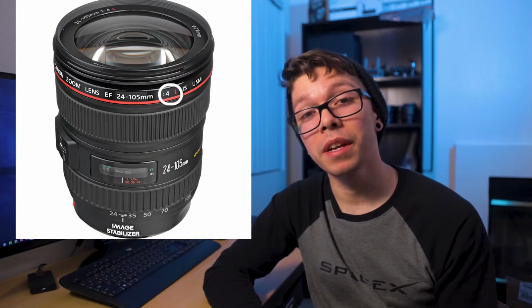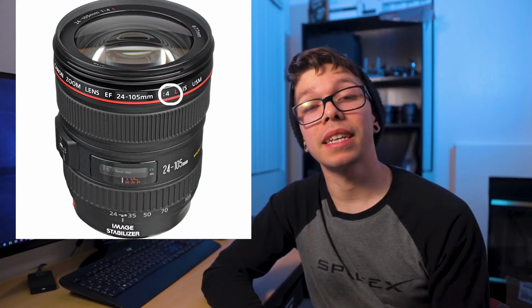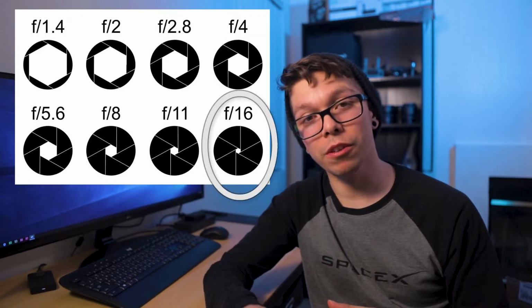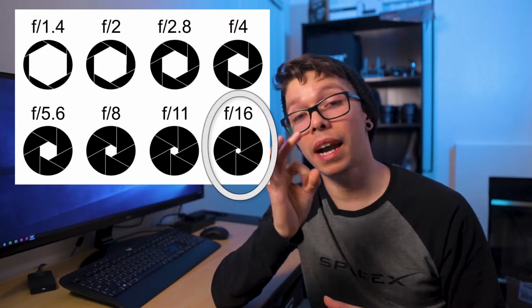On the opposite side of the spectrum, a lens that's far away from 0 is a slow lens because it doesn't let in a lot of light, because a lens that has a number that's further away from 0 means it's more narrow, it's a tinier opening.